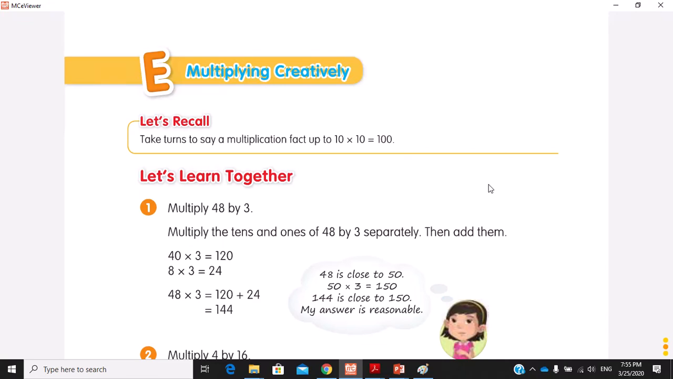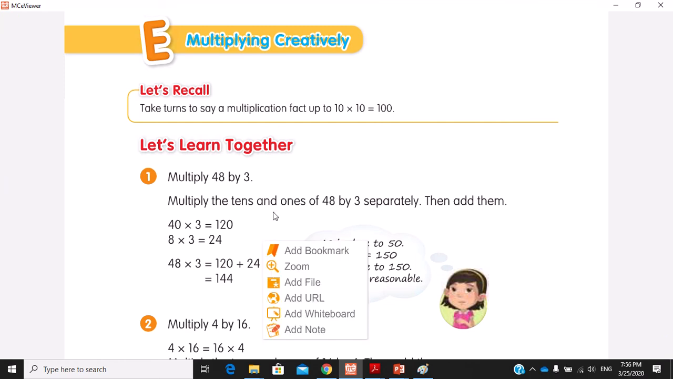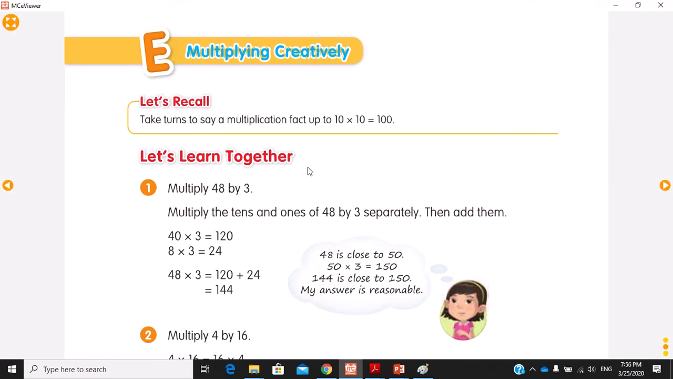Hello again, grade 3. So as promised, now we're back again with another new lesson. So we have multiplying creatively. We're actually going to apply the same skills which we used recently with doubling and halving, and same thing with addition. So we're actually going to multiply using partitioning and different place values.